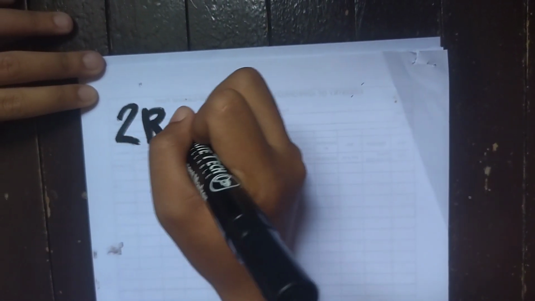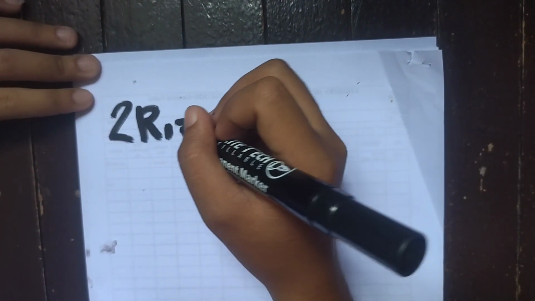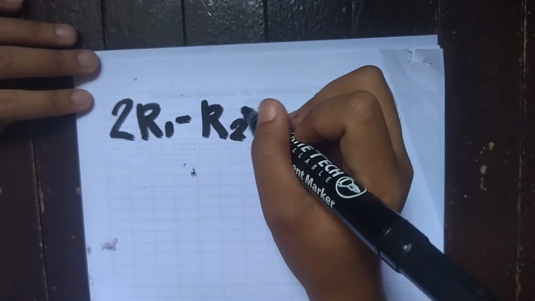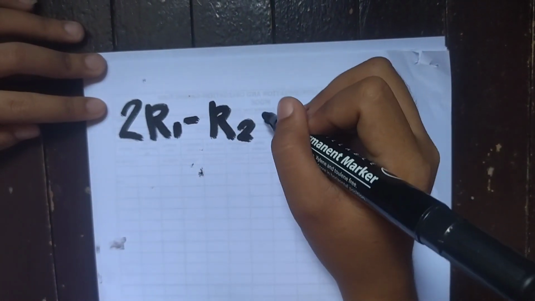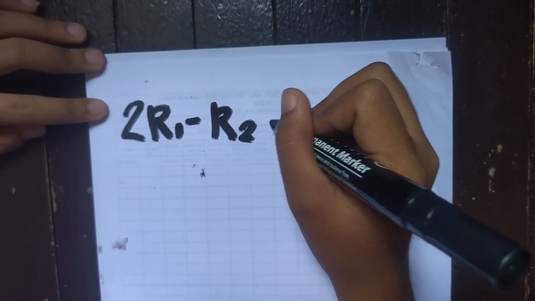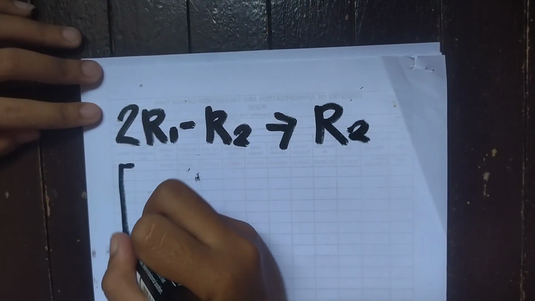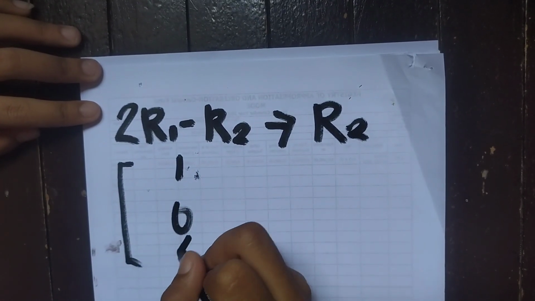So, in order to make 2 be 0, we'll multiply by 2 in row 1 minus row 2, which will become row 2. So, the new matrix looks like this.